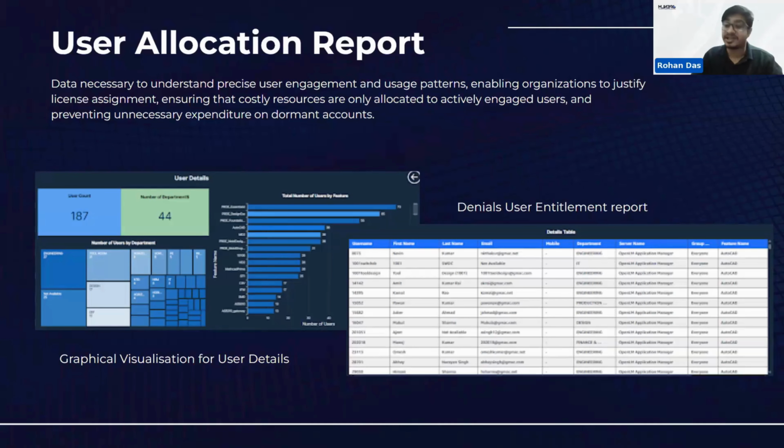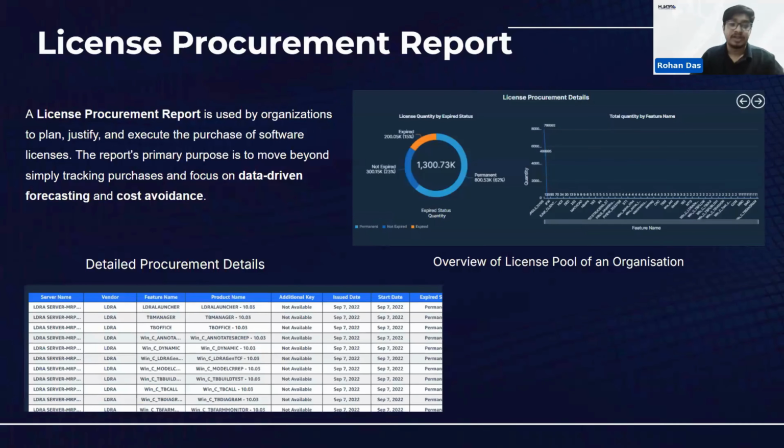This is how the user allocation report gives us a new perspective on how you can manage these Autodesk licenses. Now, moving on to the last report, which is very effective for avoiding unnecessary business expenditure: the license procurement report.